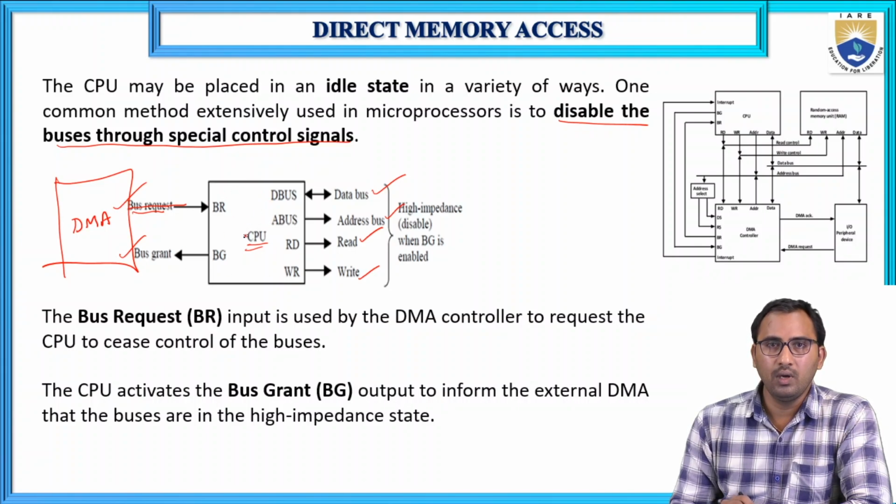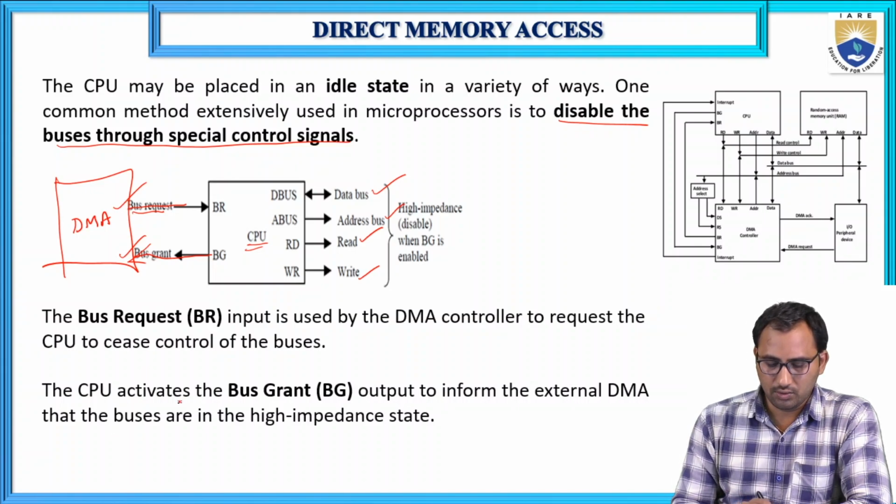Whenever the CPU receives a bus request signal from the DMA controller, the CPU releases all the buses. That means it seizes all the buses, and it grants the buses to the DMA controller by sending a command signal, the bus grant signal, so that the DMA controller will take control of all the buses. Then it can initiate the data transfer from the I/O device to the memory.